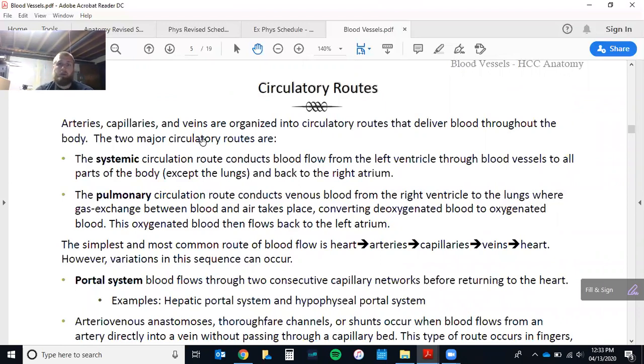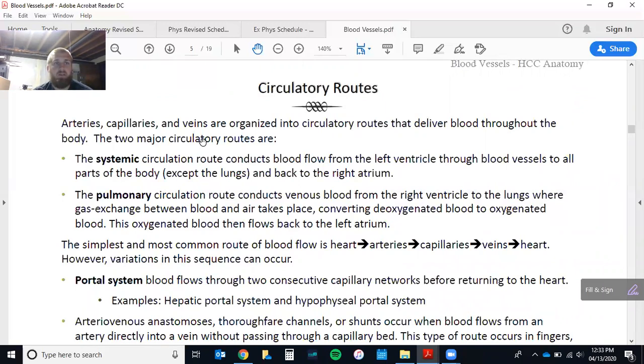And on this page, we'll talk about what we call circulatory routes. So, reading through, arteries, capillaries, and veins are organized into circulatory routes that deliver blood throughout the body. Two major circulatory routes are the systemic and pulmonary circulation routes. We've talked about these actually back in our last lecture.